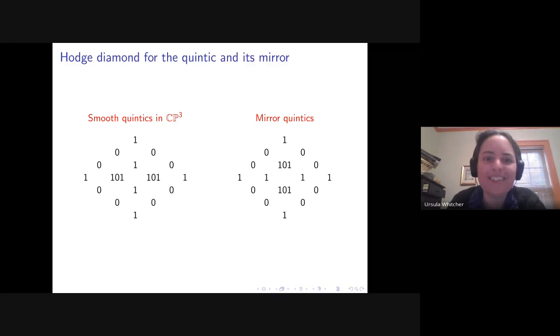So, really classical story continued. Quintics in P3 have a Hodge diamond that's a bit more complicated than the K3 Hodge diamond. It has a middle row that goes 1, 101, 101, 1. And then on the mirror side, if you build a construction that will give you mirror quintics, you genuinely reflect the Hodge diamond. That is exactly why it's called mirror symmetry. And your 1s and your 101s swap.